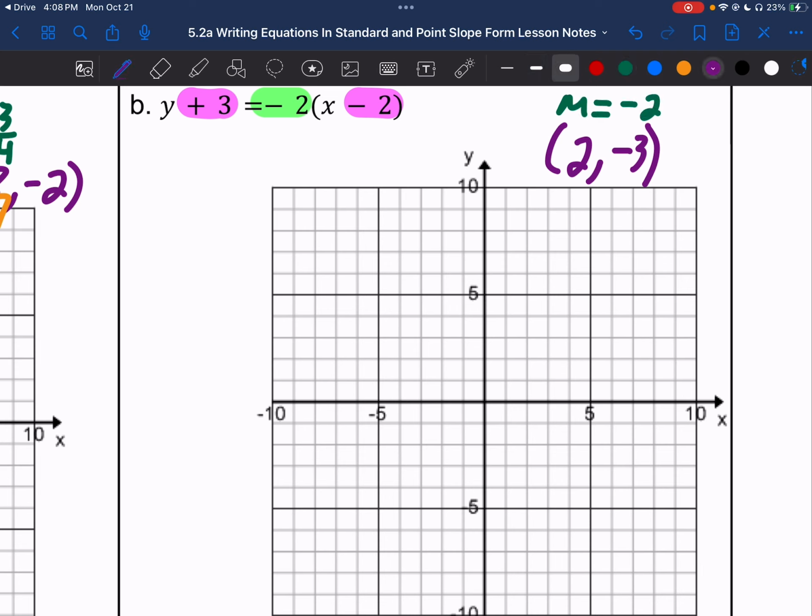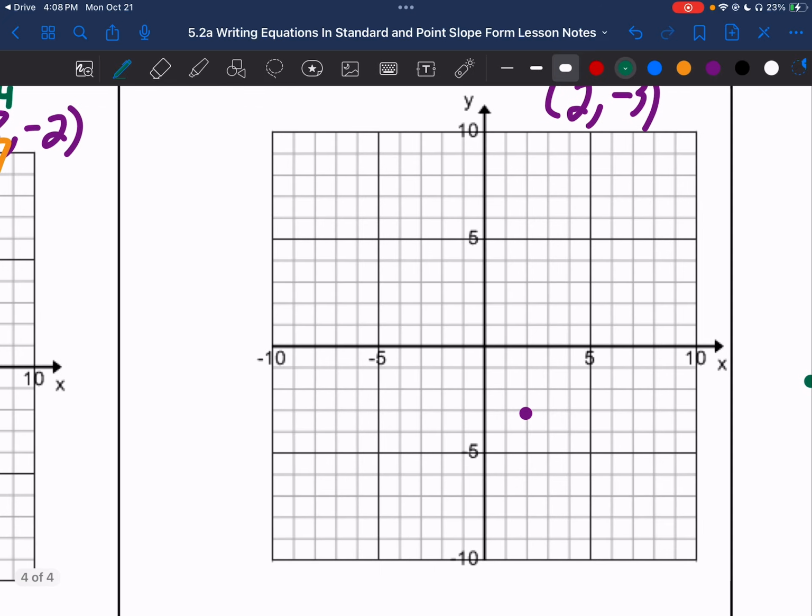So we go and find our point, +2, -3, and our slope is -2, so we're going down 2 and to the right 1 each time. So down 2, right 1, down 2, right 1, down 2, right 1. And we can work our way backwards, up 2, left 1, repeating that pattern. And I can follow this pattern all the way to the edge if I really want to. And I did. And so we draw our line in, and there we go.